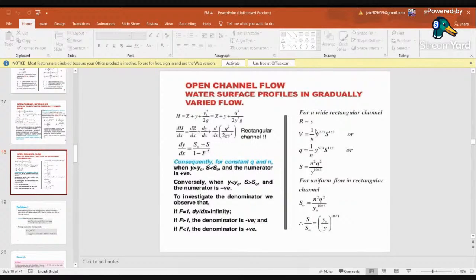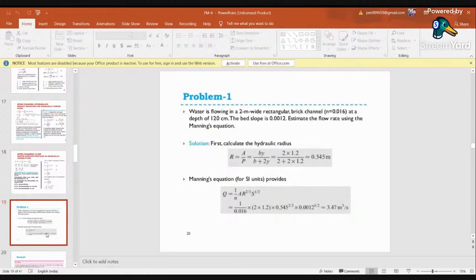This is the case when your section is a wide rectangular channel section, and if your section is a rectangular channel only, then it will be dy by dx equals S0 minus S divided by 1 minus F square. On the basis of these equations, I have mentioned 2-3 examples. We will quickly go through them. So the problem is given as: water is flowing in a 2 meter wide rectangular channel having Manning's constant as 0.016 at a depth of 120 centimeters.